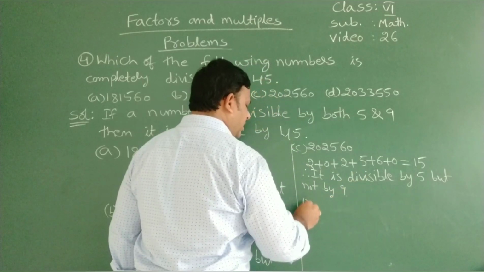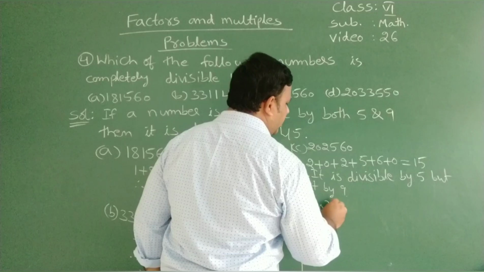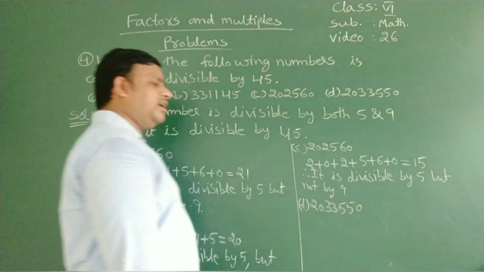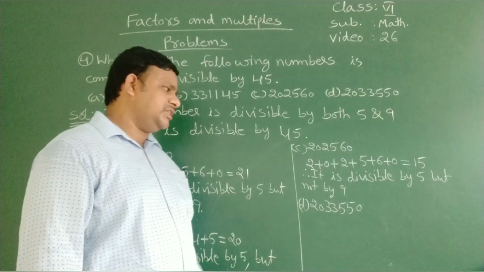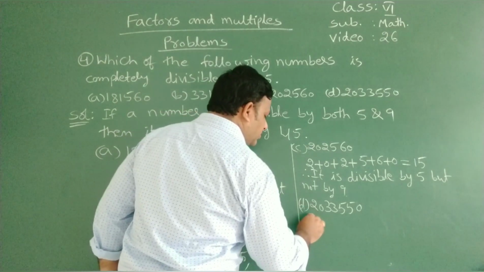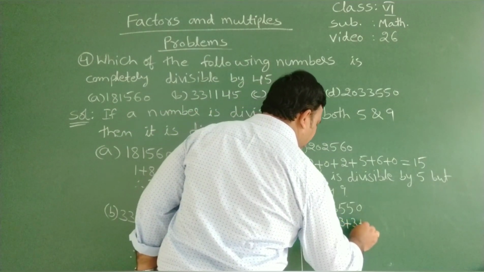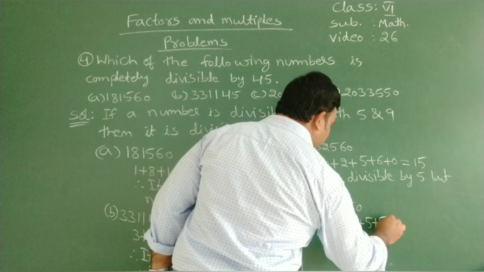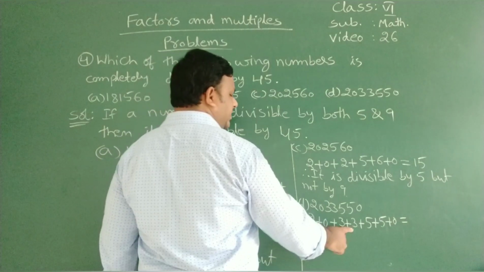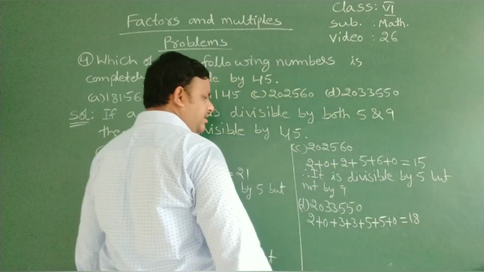And coming to the last number, that is 20335550. Here also the units place is 0, which is divisible by 5. Let us check for 9. 2 plus 0 plus 3 plus 3 plus 5 plus 5 plus 0. 5 plus 5 is 10, 13, 16, 18. 18, which is a multiple of 9.